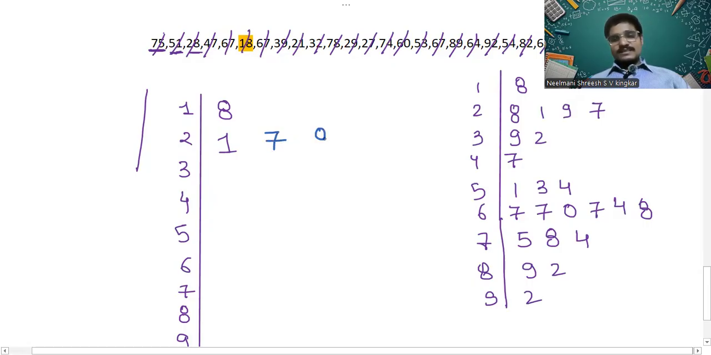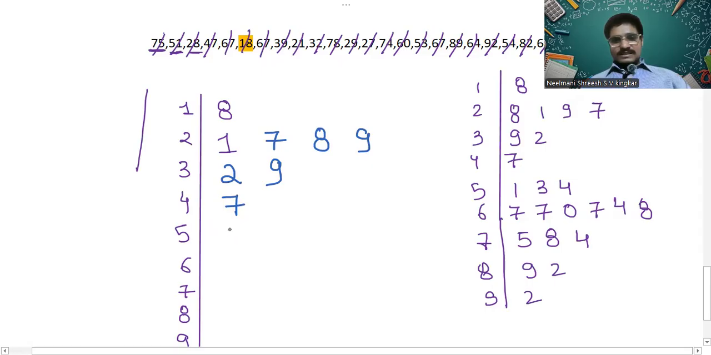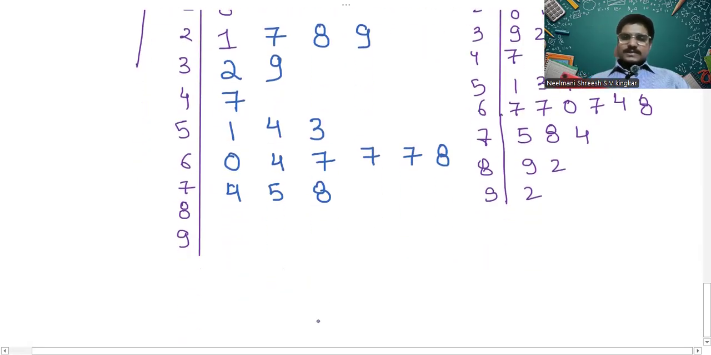So it's like 7, 8, 9. Now just observe in the third one, I'm putting the numbers one below the other. For the fourth one, this is only 7. Then there's 1, 4, and 3. The sixth one is, now we'll start with 0, 4, 7 is repeated 3 times, and this is 8. For the seventh one, it is 4, 5, and 8. And let's complete this with 2, 9, and 9.